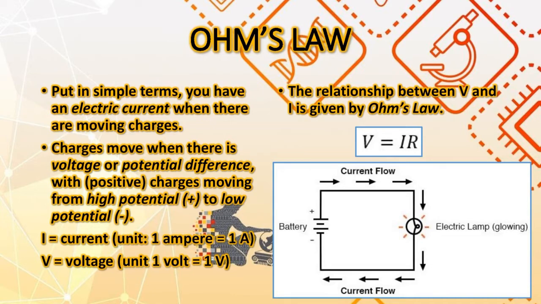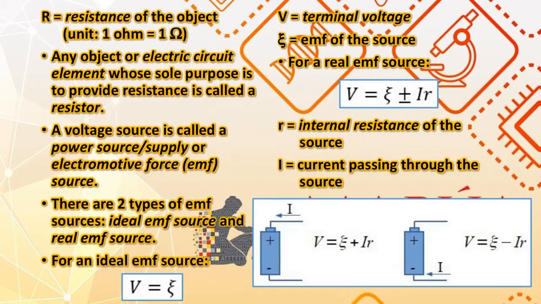The relationship between voltage and current is given by Ohm's law. V is equal to IR. V is voltage, I is current, and R is resistance. The variable for electric resistance is capital R, and the unit is ohms.